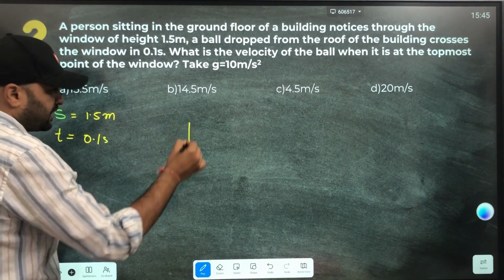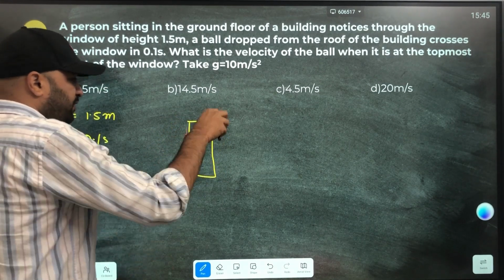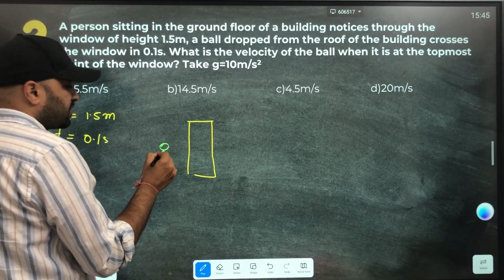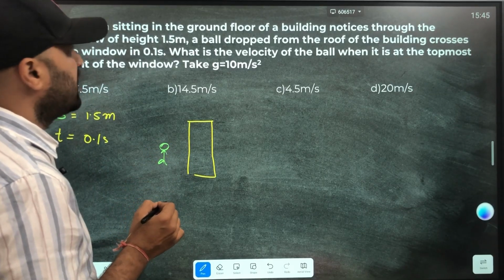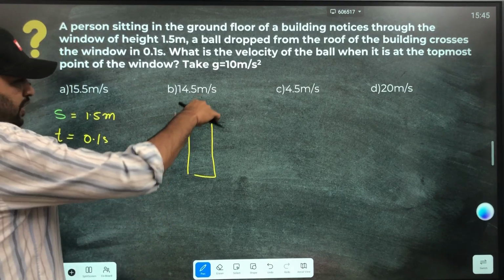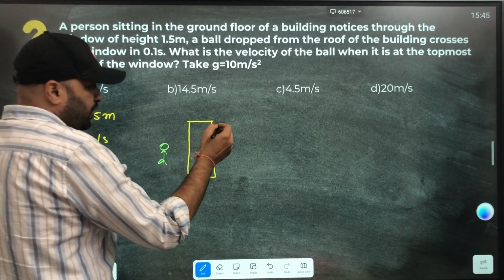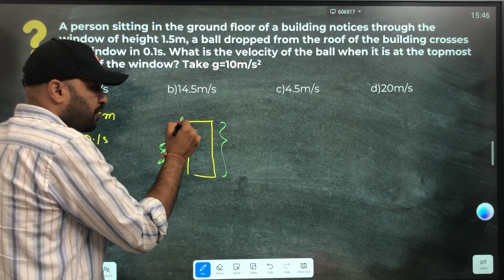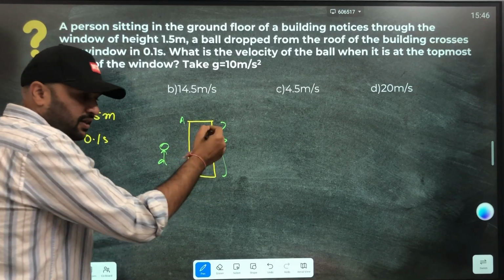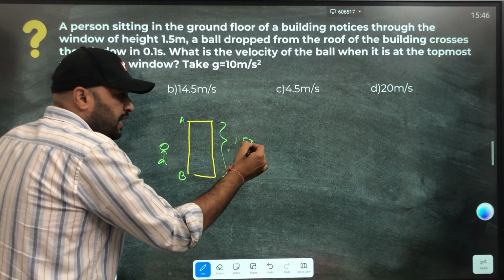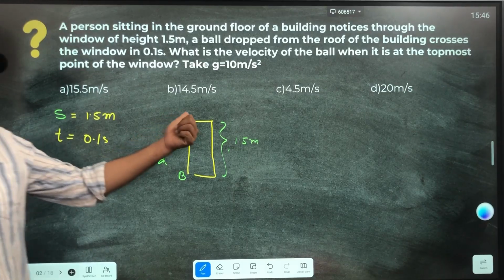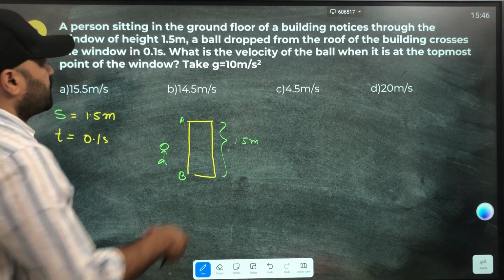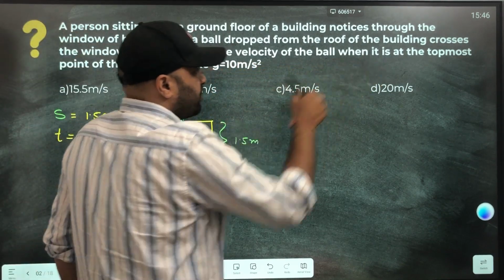So let's assume that this is our window, of size 1.5, I am sitting here and I am observing this ball. The ball is falling down, right? If it is going from any point A to point B, this distance here is nothing but 1.5 meter, and the time taken by this ball to go from A to B is 0.1 second as per the question. Clear?